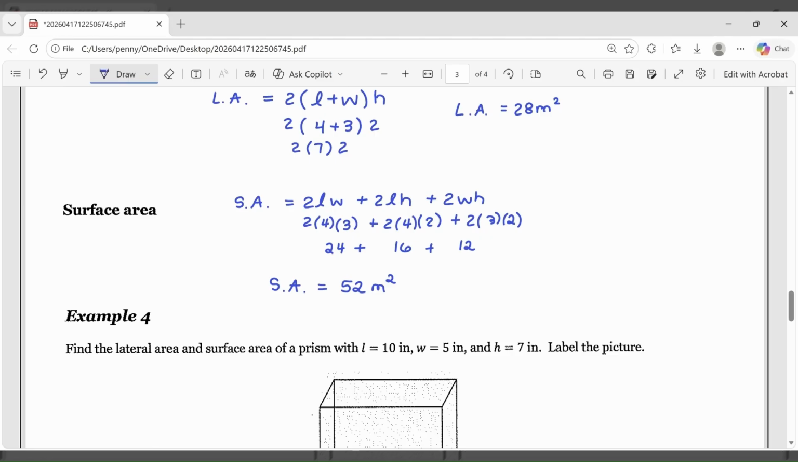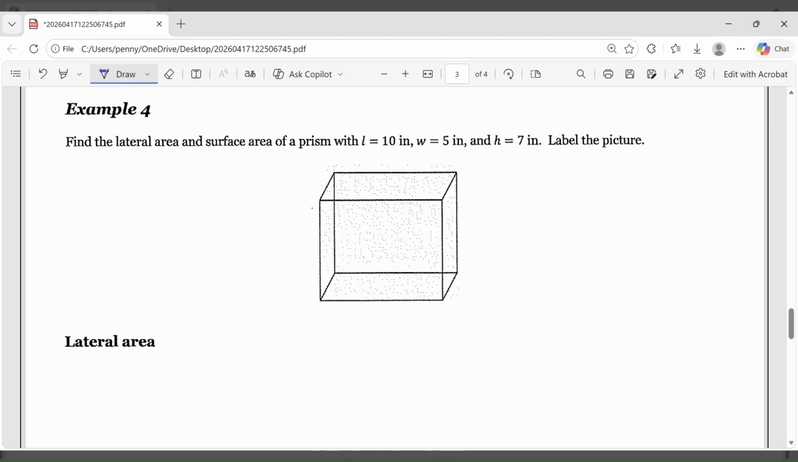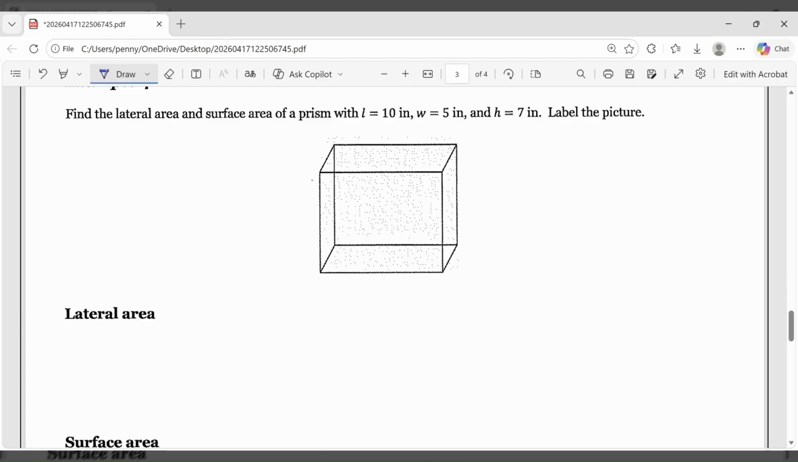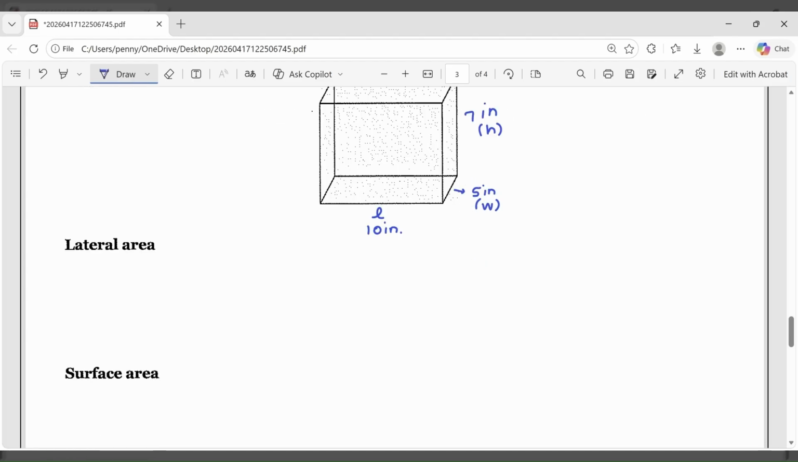All right, we have 2 examples left. The first one here says we have a length of 10 inches. Important to label your figure. A width of 5 inches. And a height of 7 inches. So I've labeled my diagram. Make sure you do the same. All right, and now we're ready to work.